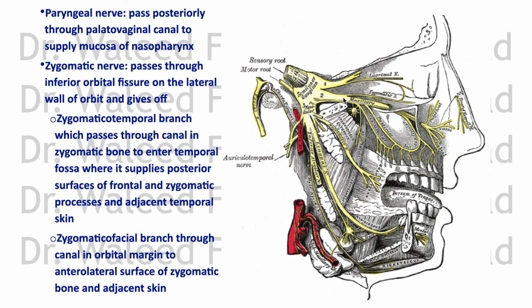Now it gives another nerve directly, not through branches through the ganglion, the zygomatic nerve, that enters the inferior orbital fissure, and it's on the lateral wall of the orbit.